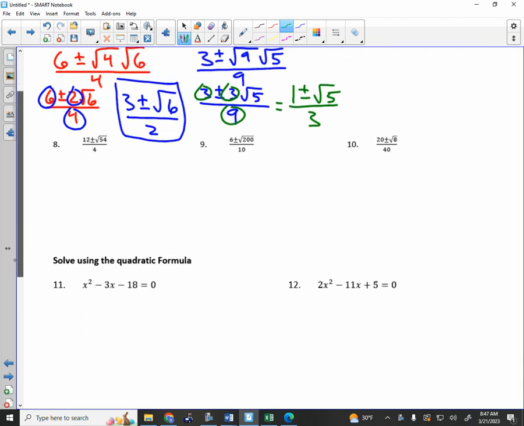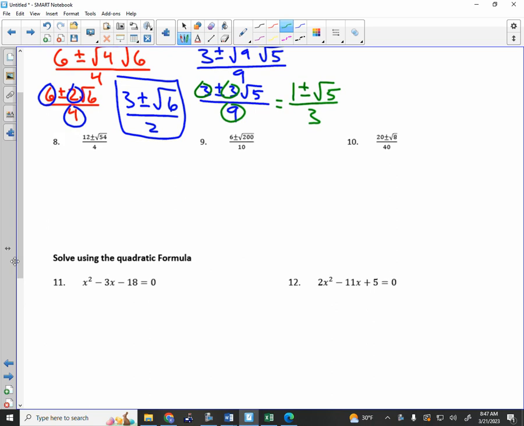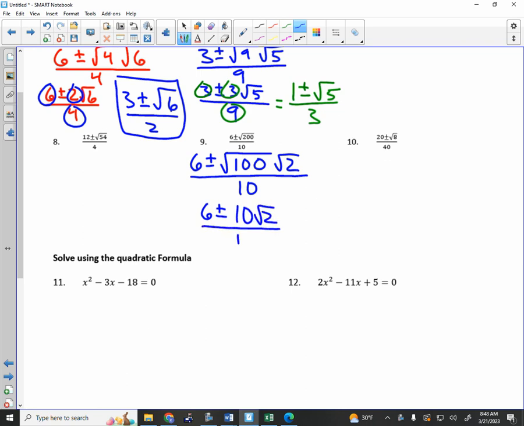Let's do one more together. Let's do problem 9. What perfect square divides evenly into 200? 100. So 6 plus or minus the square root of 100 times the square root of 2 all over 10. Square root of 100 is 10. So I have 6 plus or minus 10 roots of 2 over 10.